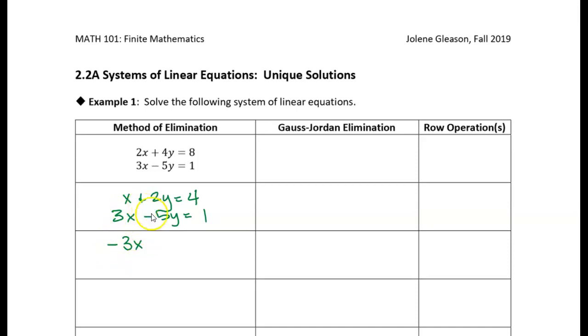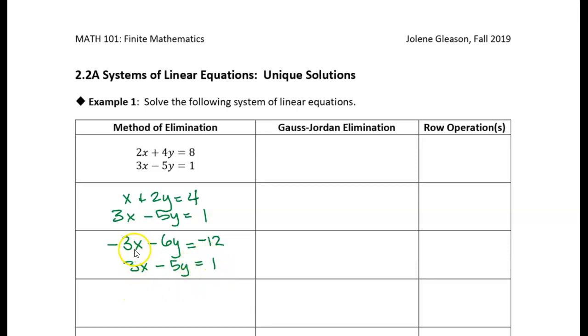All right, so I get -3x minus 6y. I'm just multiplying every term and distributing it across all the variables. And then again, I'm multiplying by -3, so this becomes -12. Okay, just multiplied everything by -3. And I'm just going to leave the second equation as it is. So I'm just going to copy it down as it is. Equals 1.